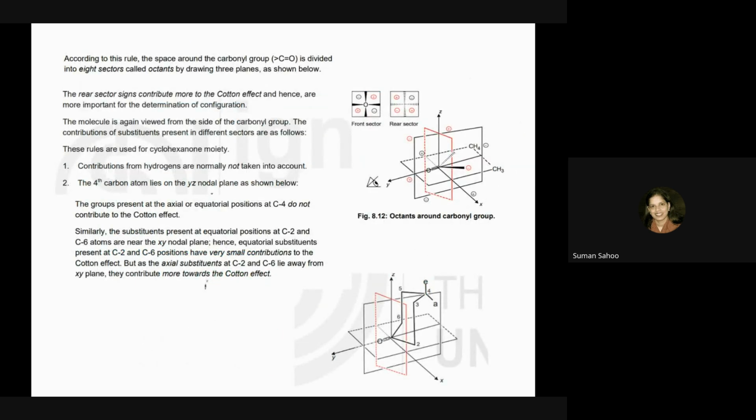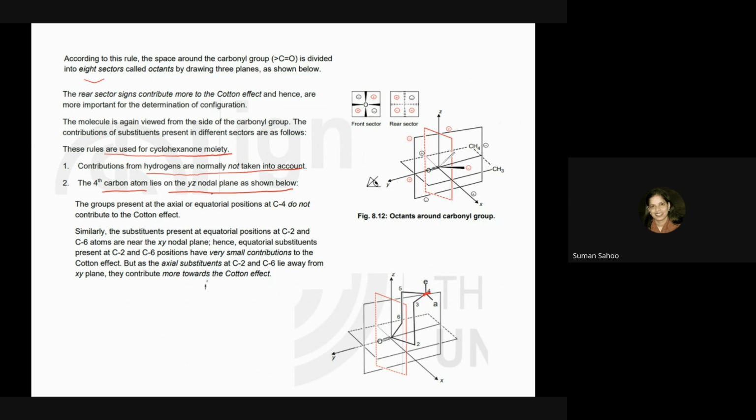Okay, according to this rule, I'm just reading it again: the space around the carbonyl group is divided into 8 sectors called octants by drawing 3 planes, as we have done here. The rear sector signs contribute more. These rules are used for the cyclohexanone moiety, and there are some assumptions. Contributions from hydrogens are not normally taken into account. The fourth carbon atom lies on the YZ nodal plane, as you see here, so that also does not contribute.